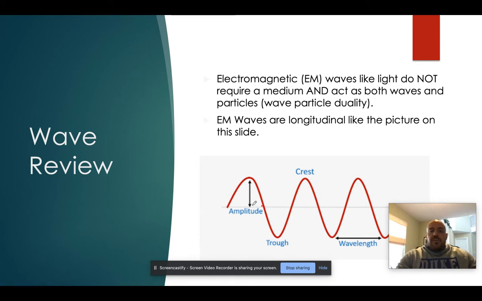And some of our key terms, amplitude, we said was the distance between this middle point, which is called the resting point, and the height of it, called the crest. Again, the crest is the top, the trough is the bottom. And the wavelength was the difference between one crest and the next, or one trough and the next.